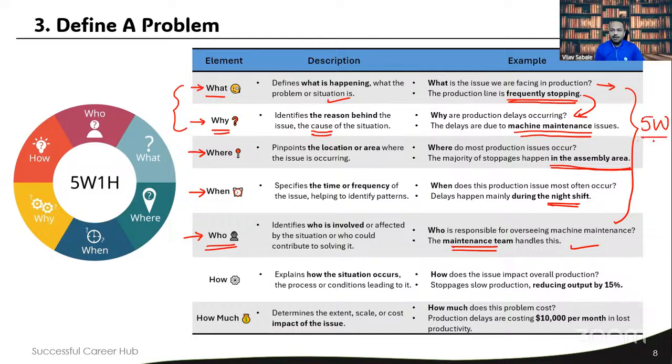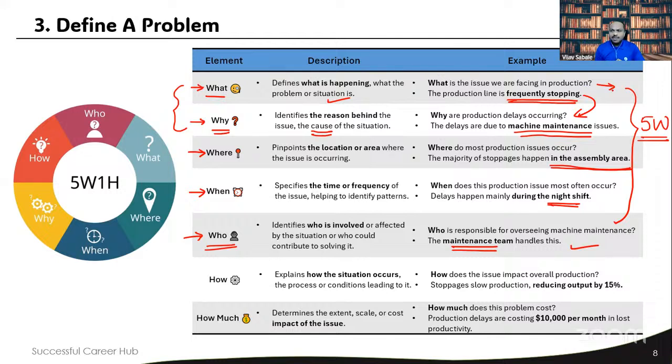So these are the five W's, right? What, why, where, when, who. So this is the best sequence in which you should use the 5W1H. But if you want to reshuffle that, that is also absolutely fine. But try to start with the what, right? So that will direct your problem definition in a more effective way, right?